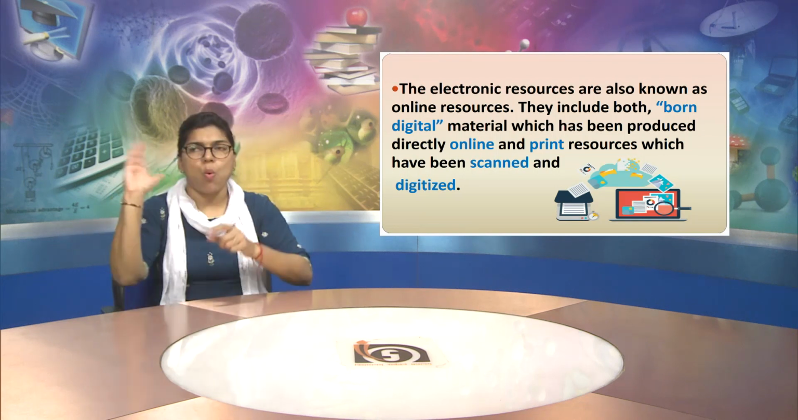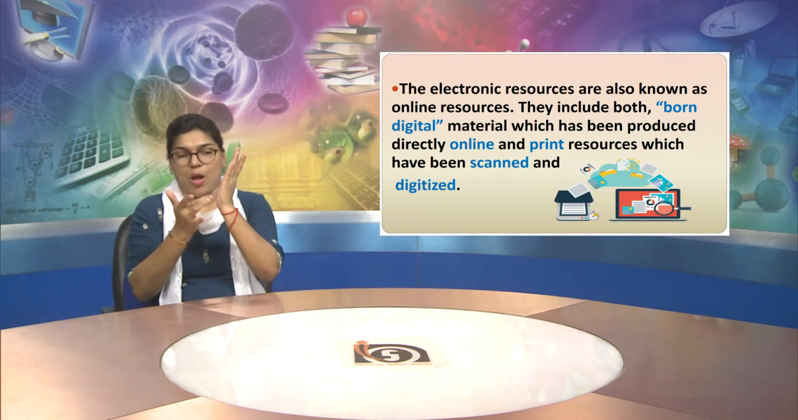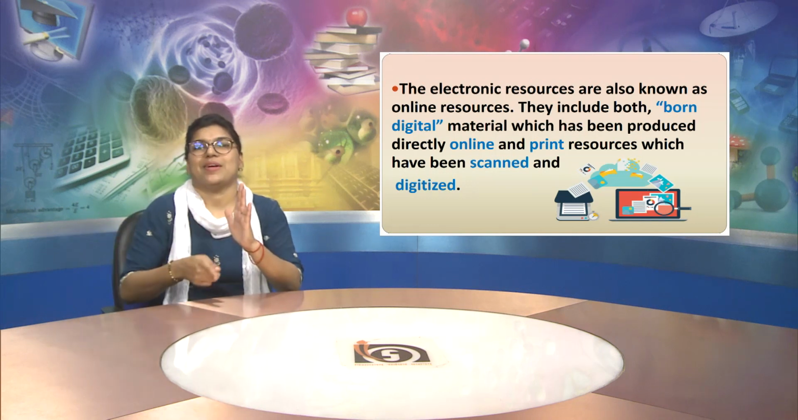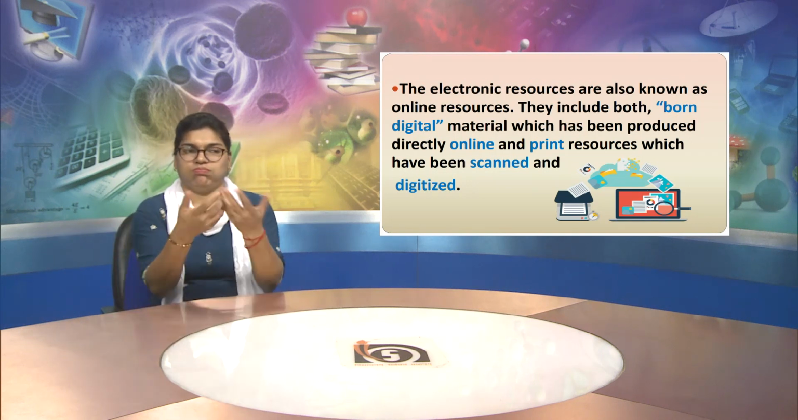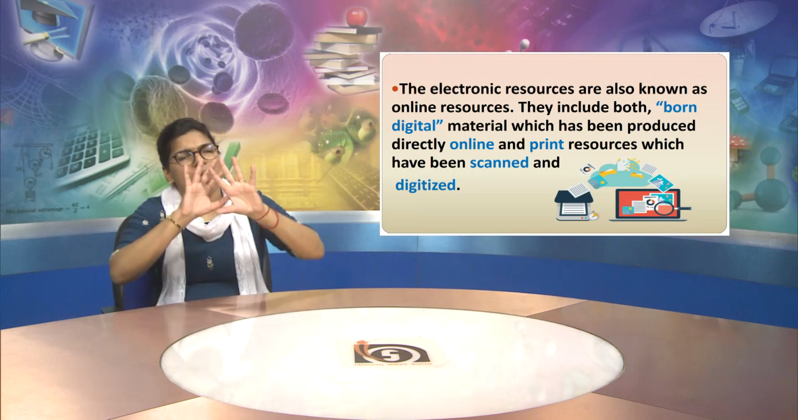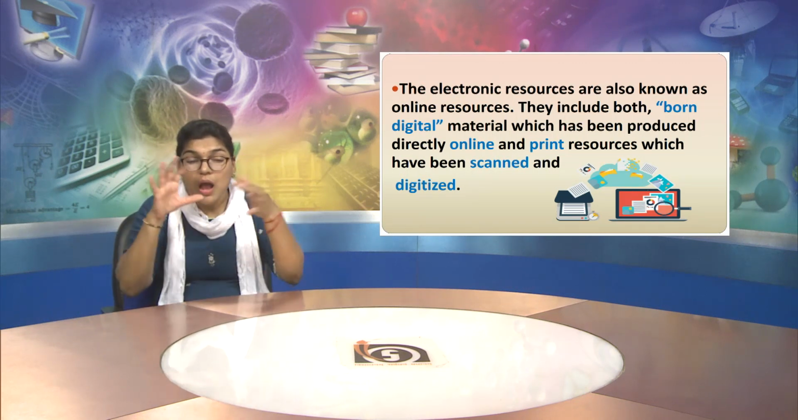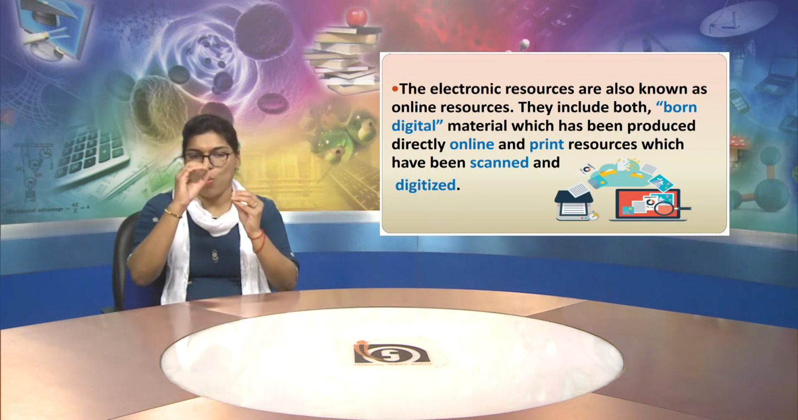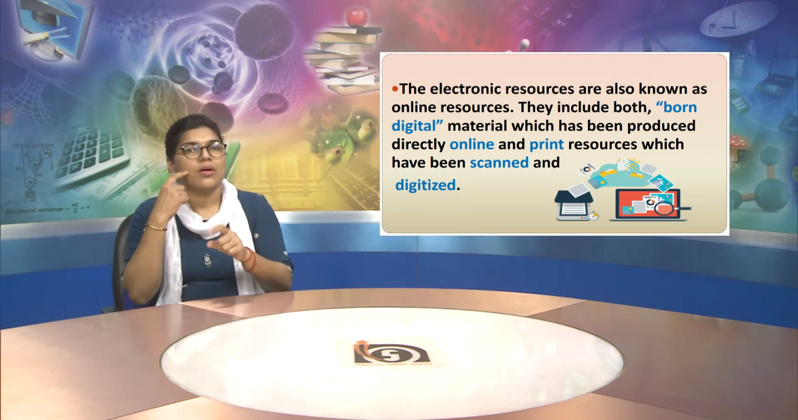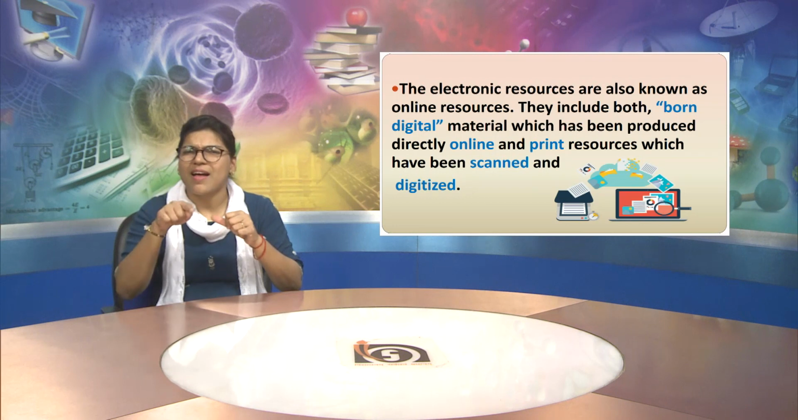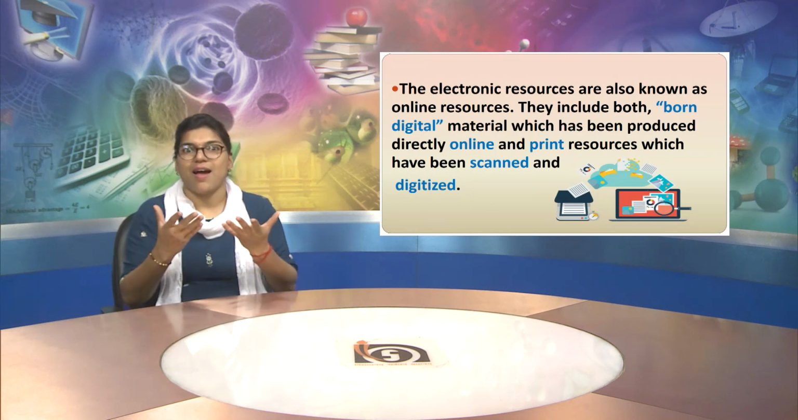The next point. The electronic resources are also known as online resources. They include both born digital material, which has been produced directly online, and print resources which have been scanned and digitized.